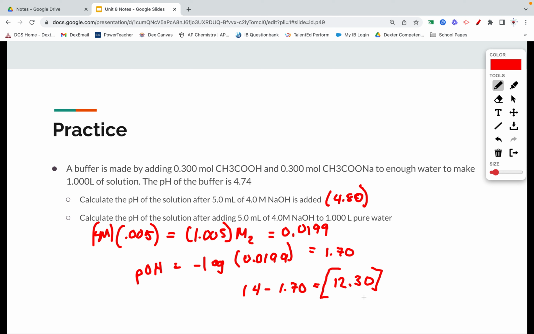So you can see how much a buffer can prevent the pH from changing, because this is only 0.3 moles of a buffer, really. For a very small amount of buffer, we can have a very large effect on how much it can prevent our pH from changing.